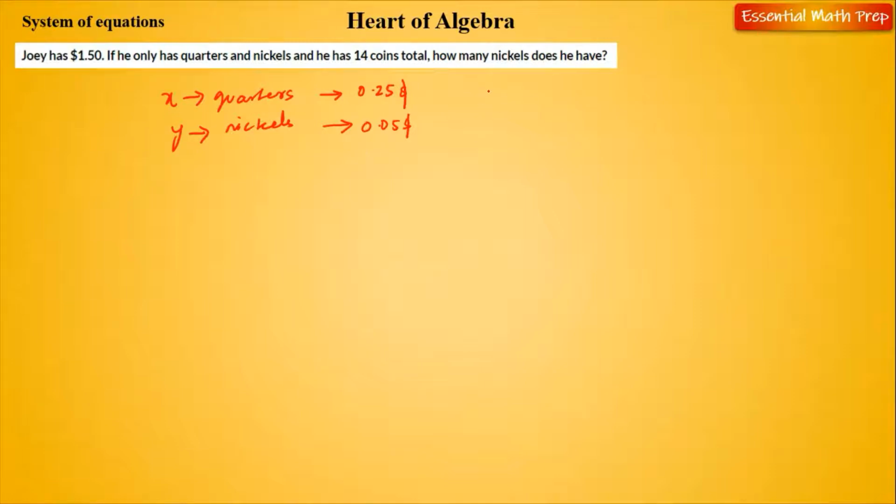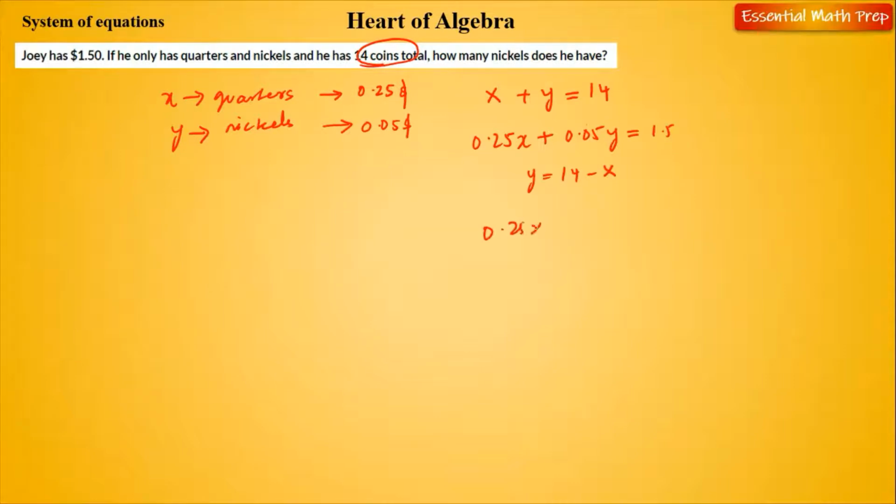Okay, so we know X quarters plus Y nickels is 14. That's the count, the physical count. That's 14 coins total. And then the second is 0.25X, the dollar value of the quarters goes with X, and 0.05Y for the nickels, equals $1.50. Again, I'm eliminating the dollar signs for convenience. So we can substitute either Y in X or X in Y, doesn't matter. I'm just going to do 14 minus X.